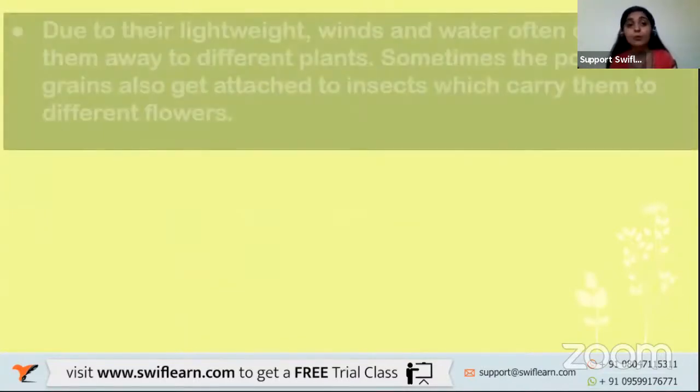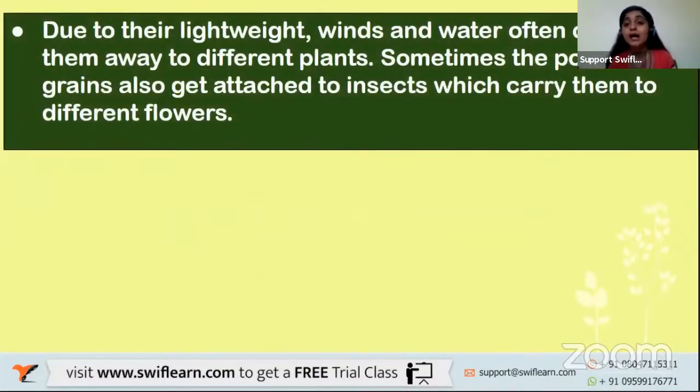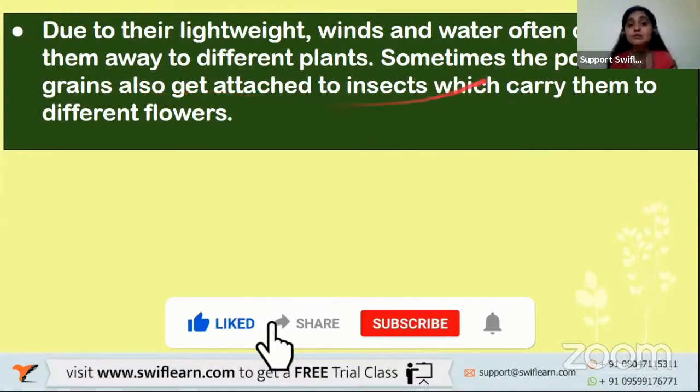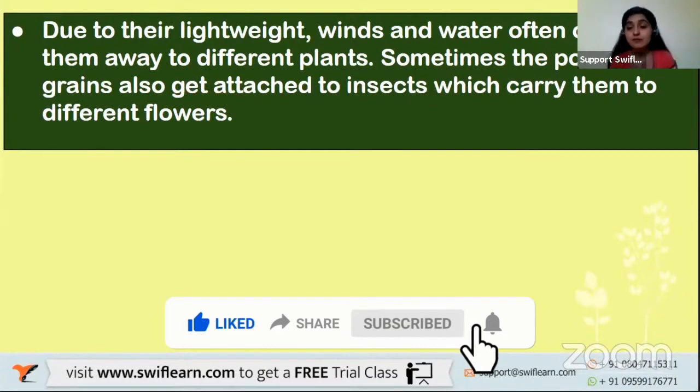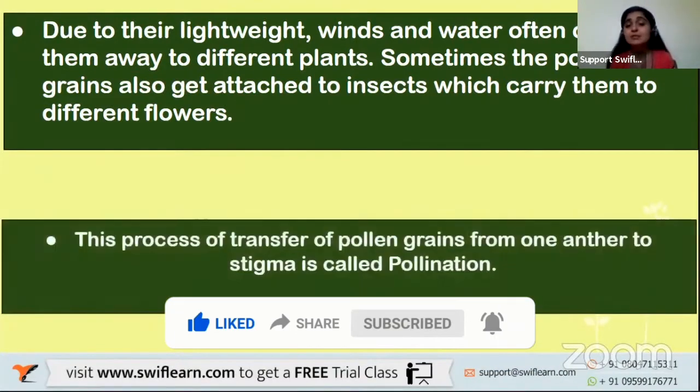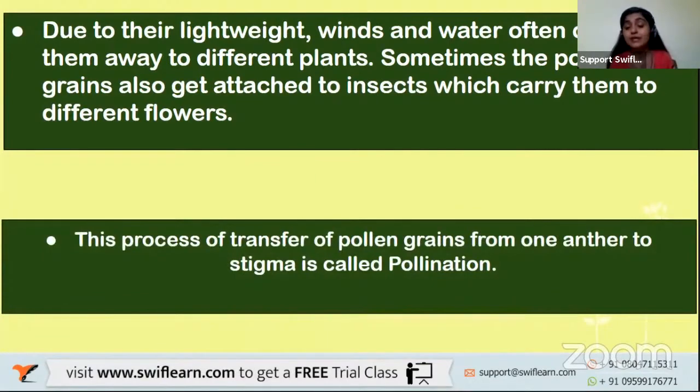Now, due to their light weight, wind and water often carry them away to different parts, different plants, right? Sometimes the pollen grains also get attached to insects, which carry them to different flowers. This process of transfer of pollen grains from one anther to the stigma is called pollination.